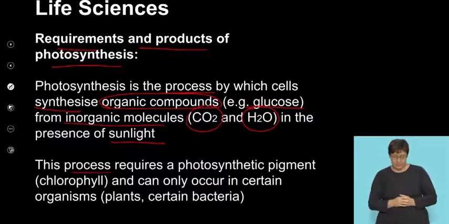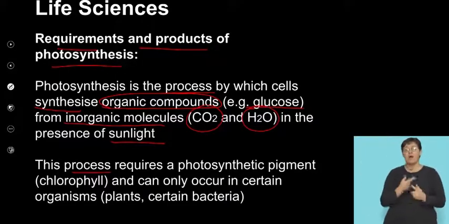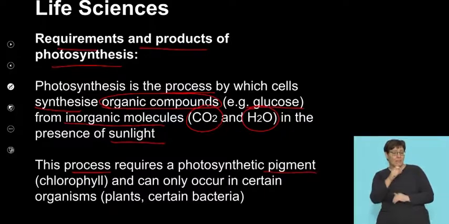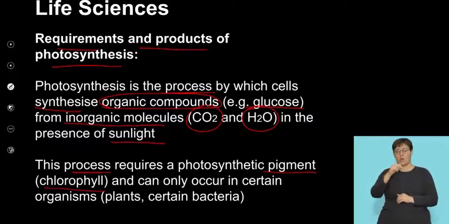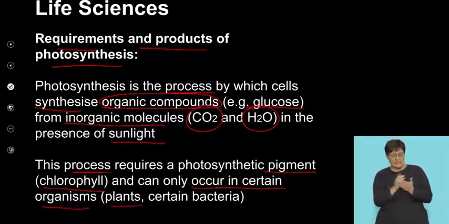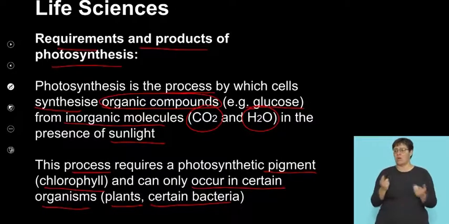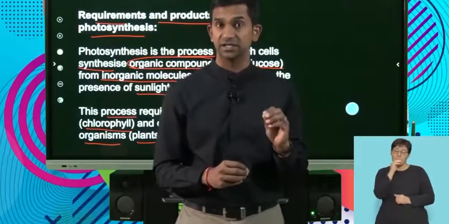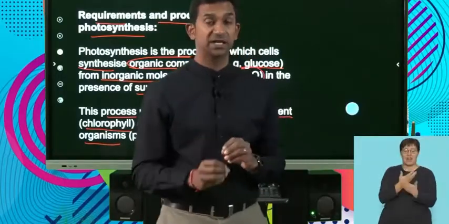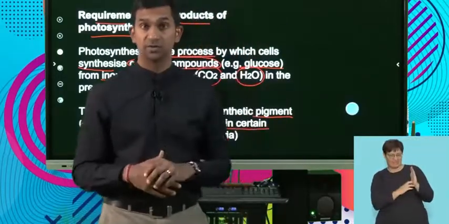This process of photosynthesis requires a pigment, called chlorophyll, and can only occur in certain organisms. We refer to those organisms, plants and certain bacteria, as autotrophs. So those are predominantly the individuals that have the ability to use radiant energy, and for that, they must contain an organelle called the chloroplast.